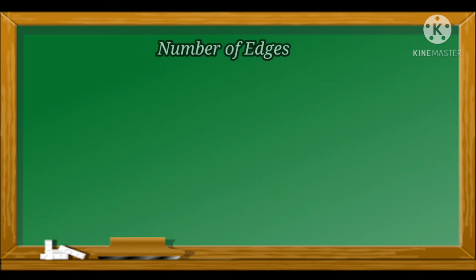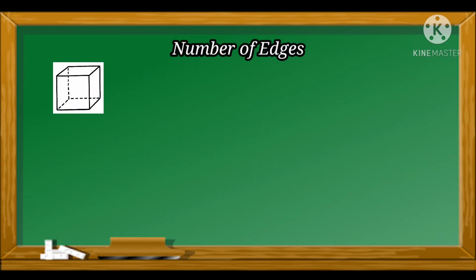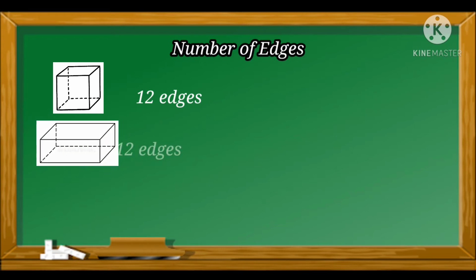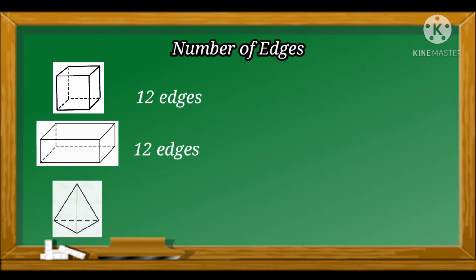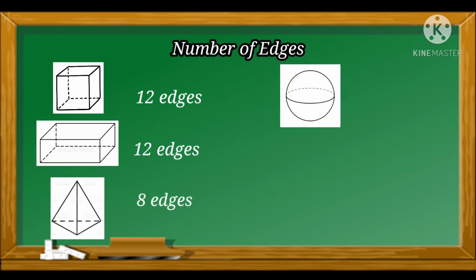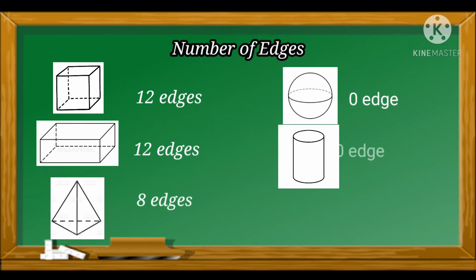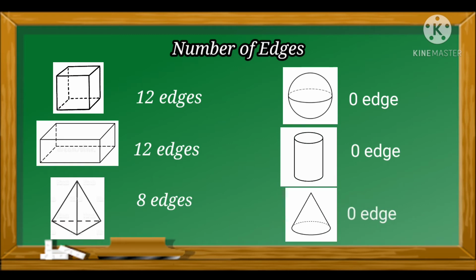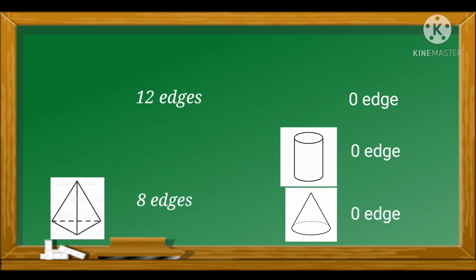These are the number of edges in these solid figures. A cube has 12 edges. A rectangular prism has 12 edges. A pyramid has 8 edges. A sphere has 0, a cylinder has 0, and the cone has 0.